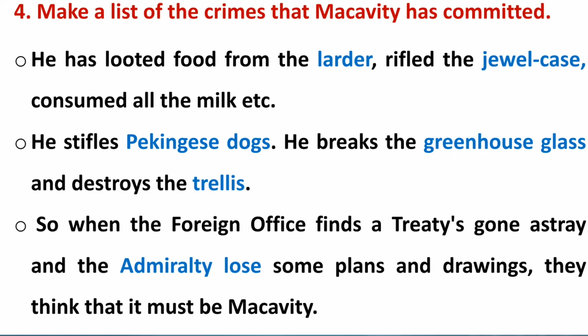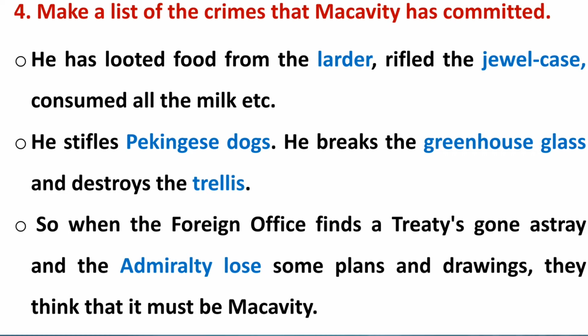And the next one, he destroys trellis also. Trellis, you know very well, is either a metal or a wooden framework used to support trees or creepers, especially in gardens or even nurseries. But here, even the greenhouse.